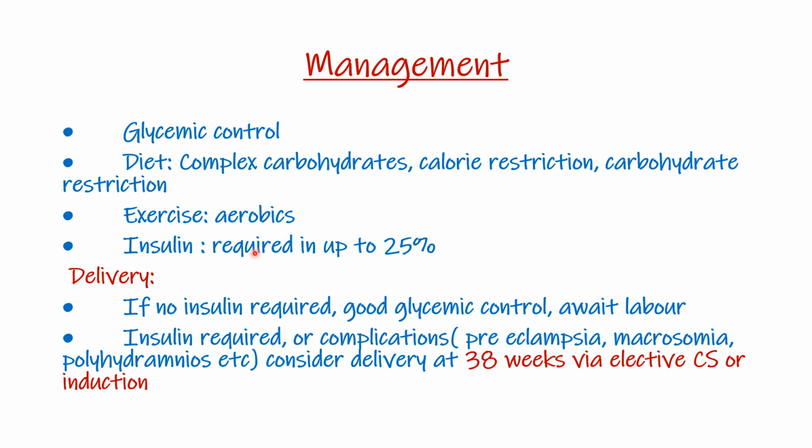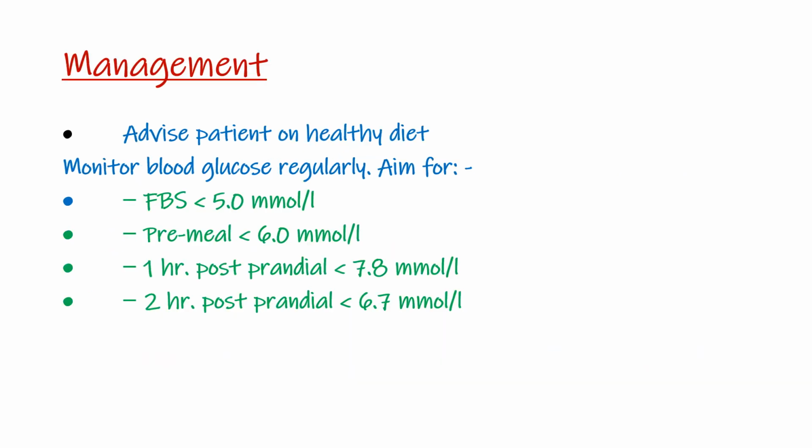In gestational diabetes, our problem was insulin, because the pancreas was supposed to secrete 3 times the insulin, but it did not do that. So in terms of delivery, if insulin is not required and we have good glycemic control, then you wait for labor. However, if insulin is required and we have complications such as preeclampsia, macrosomia, polyhydramnios, you consider delivering at 38 weeks, if it had not previously brought complications that would result in earlier delivery, or elective CS or induction.